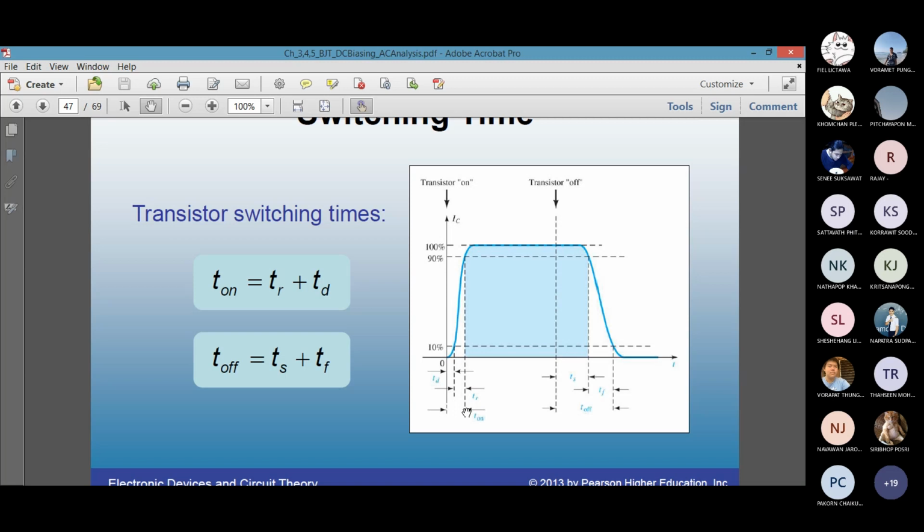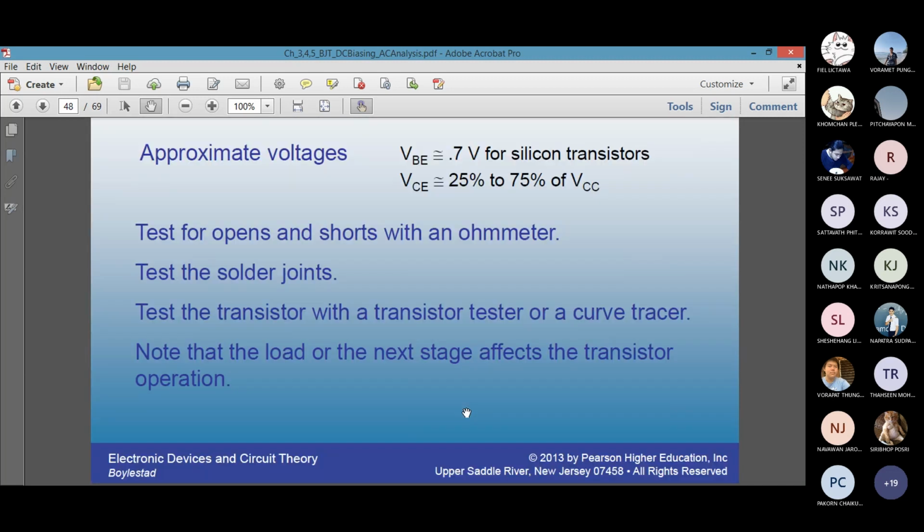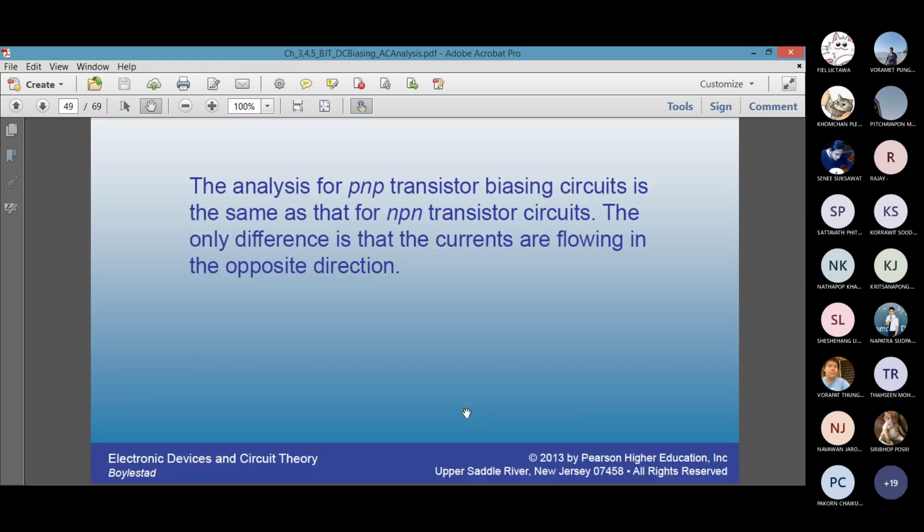We have something called storage time as well. There's nothing to solve here. Troubleshooting, you can just read. If you are given a PNP, which is unlikely, you just do the opposite of NPN. Change the direction for current and voltage polarity. The rest is all the same. The graphs will be mirror images.